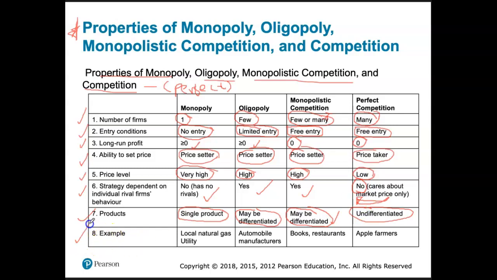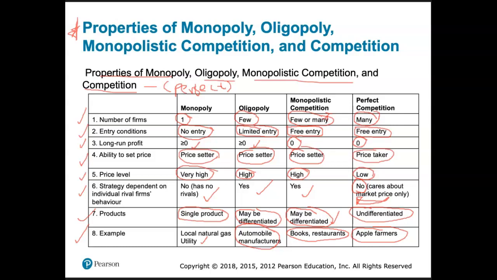Okay, and row 8 gives you examples. For a monopoly, you have a local natural gas or utility company. With the oligopoly, we have automobile manufacturers, like I mentioned. Monopolistic competition, you have books, restaurants. The majority of companies in the United States fall under this market structure, right? And you have the agriculture industry, such as apple farmers, in the perfectly competitive industry.